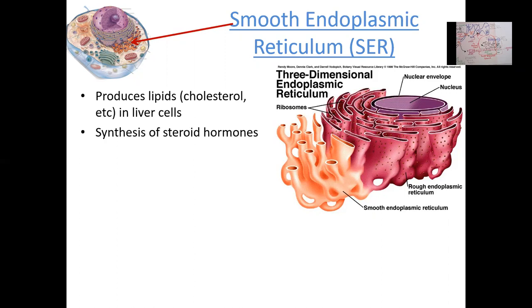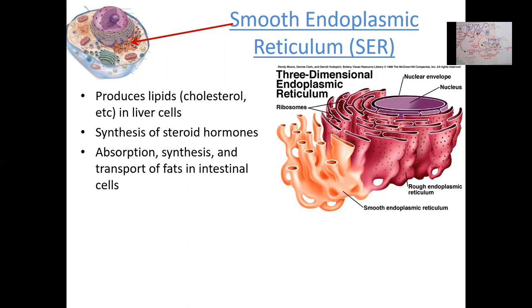So the synthesis of steroid hormones like estrogen, testosterone, cortisol, your stress hormone, all those things come from the SER. Also, they essentially take fats and oils that you consumed in your diet and convert them into human molecules, right? So the molecules that are used to signal or store or whatever within our body.